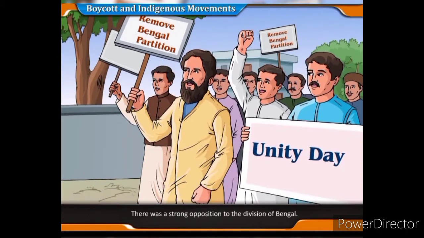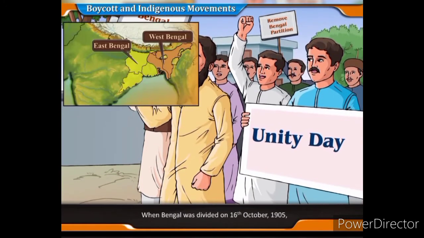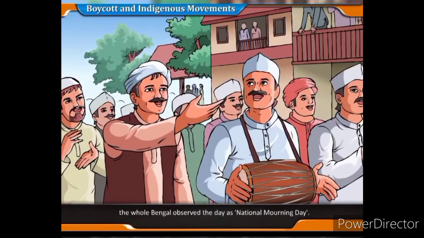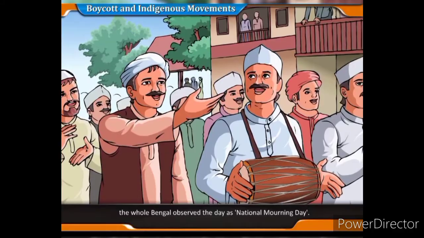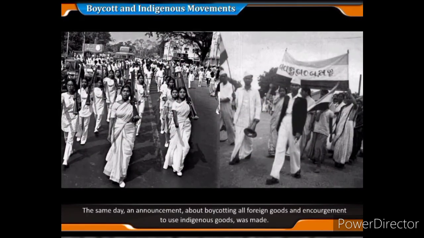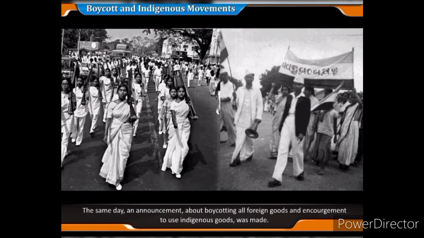There was a strong opposition to the division of Bengal. When Bengal was divided on 16th October 1905, the whole of Bengal observed the day as National Mourning Day. The same day, an announcement about boycotting all foreign goods and encouragement to use indigenous goods was made.